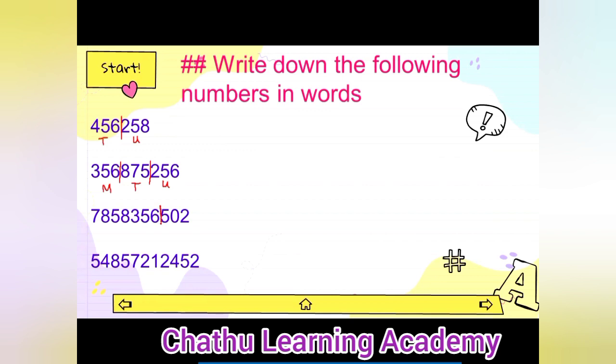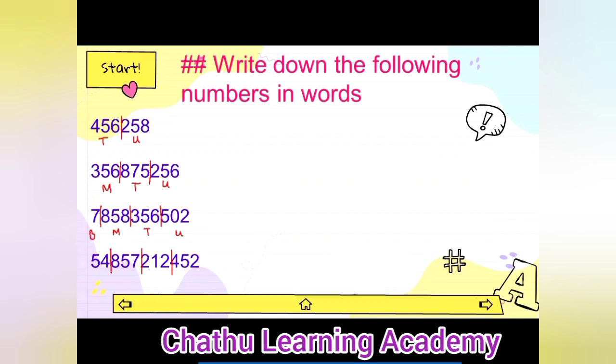Then the third one, we can separate the number like this. Now you know the method. Here units zone, thousands zone, millions zone, here billions zone. 7,858,356,502.